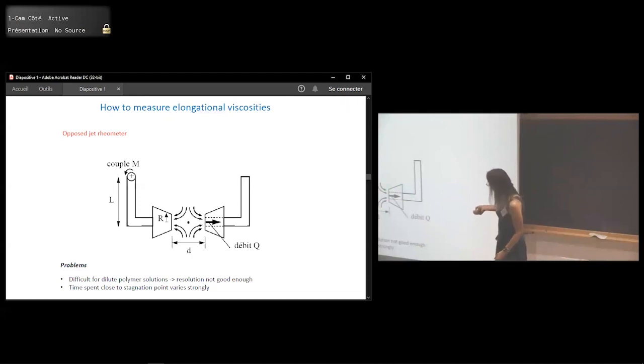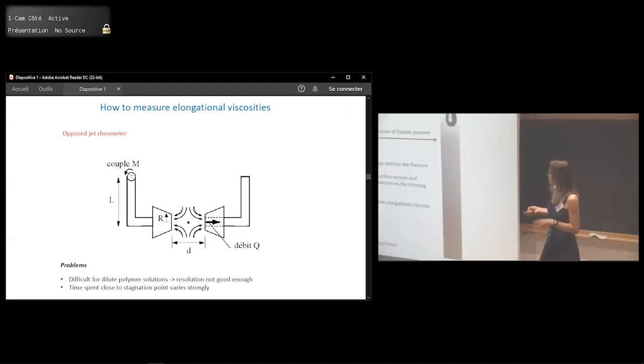And also one of the problems is that depending on where your polymer enters the flow, if it goes directly to the stagnation point, well, in theory it will stay forever. However, if it enters on the side, it will actually spend only a very short time in the flow. So this device works well for polymer melts or concentrated solutions, but not so nicely for our system.